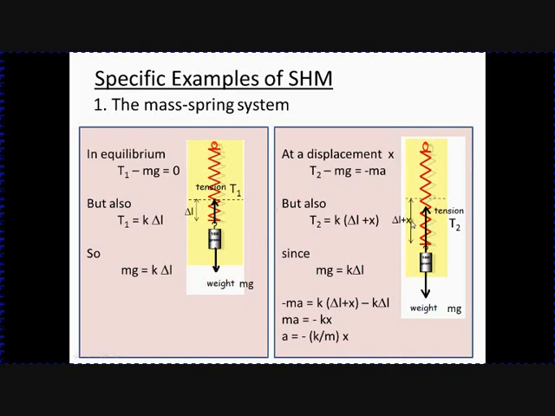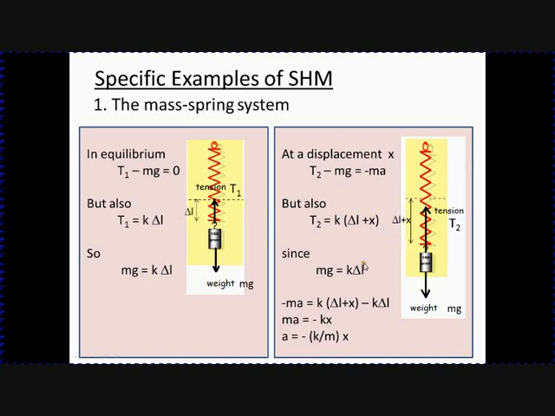But of course we're not going to do that, we're going to stretch it down an extra amount x. When we stretch it down an extra amount x, we get a bigger tension upwards, which I've called T2, but the same force downwards. So we've now got an acceleration, which we know is going to be upwards, so T2 minus mg is minus ma. This minus sign has come from the fact that we're measuring the displacement as being positive downwards, but we know the acceleration is going to be upwards. We also know, again from Hooke's law, that T2 is K times delta L plus x, delta L being the original extension. It's already stretched by delta L, and we've stretched it by an extra amount x.